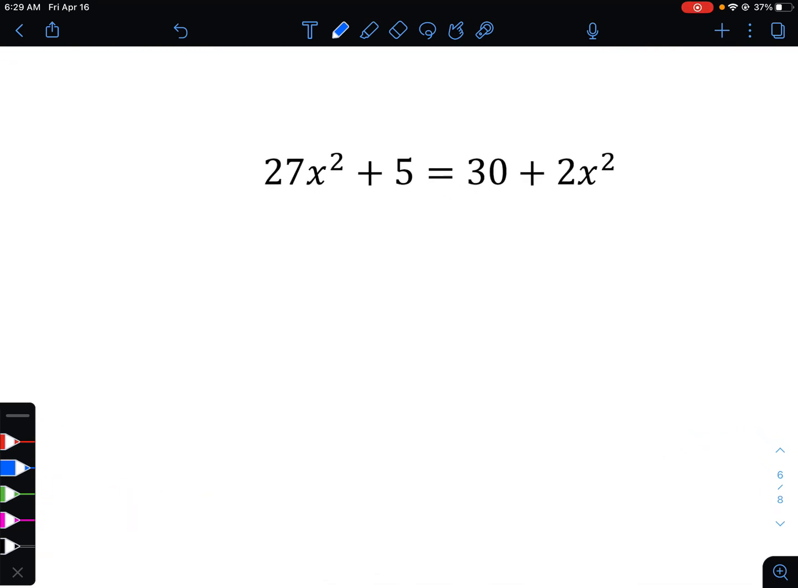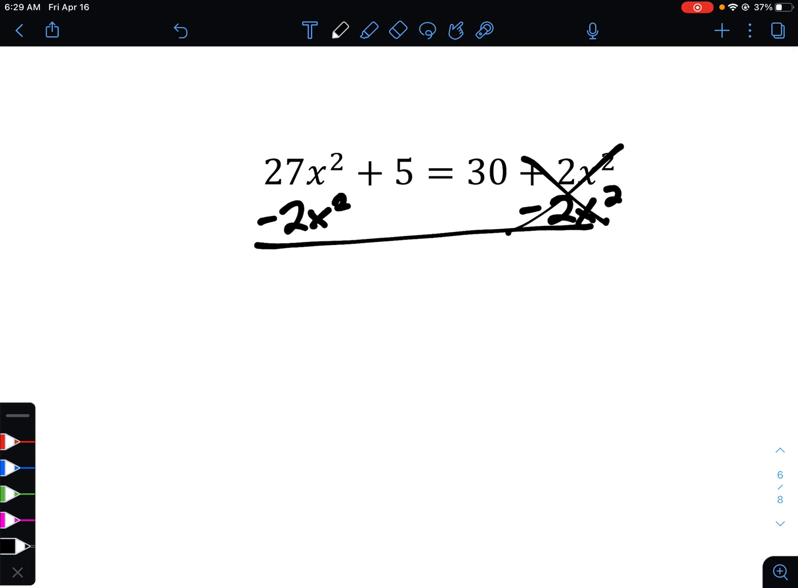All right, on this next problem, we're going to have to move a couple things now. So we need to get variables to one side and then numbers to the other. Let's move all of our variables to the left side, since that's where we would probably be more comfortable with them anyways. So let's start by subtracting 2x squared from both sides of our equation. So on the left side, 27 minus 2 is 25x squared. Still have a plus 5 is equal to, on the right side of our equation now, is just 30.